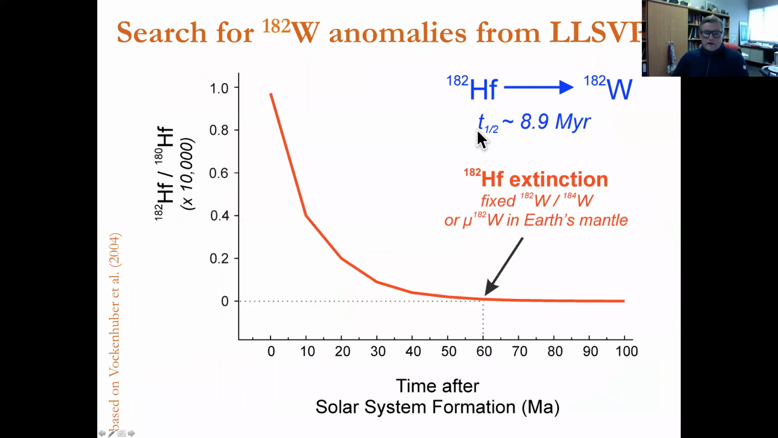So that's the nuts and bolts of the hafnium tungsten isotope system. Mass 182 hafnium decays to mass 182 tungsten, and it does that relatively fast, with a half-life of only 9 million years. If you look at this graph, which is 182 hafnium over 180 hafnium, you can see that 182 hafnium is decayed away pretty much after 50 to 60 million years.